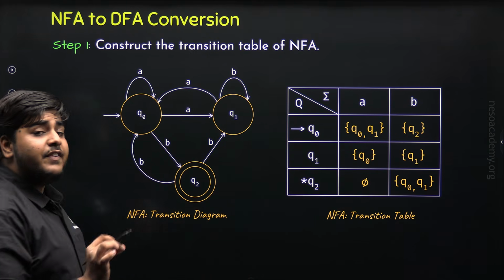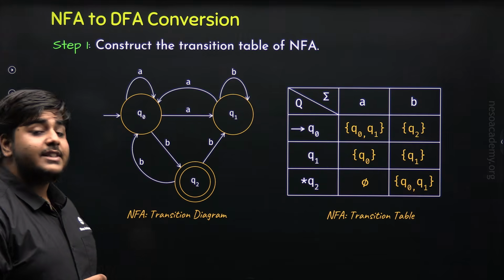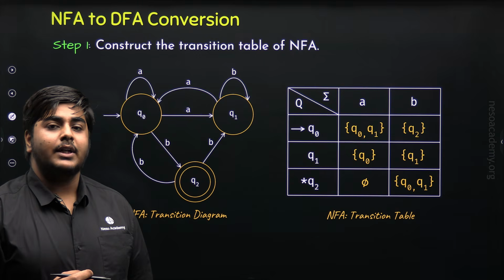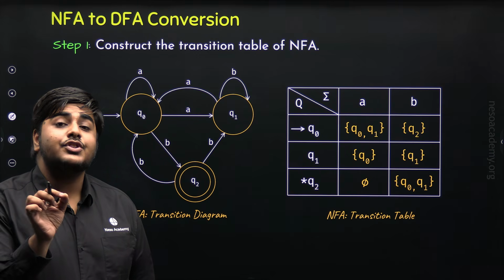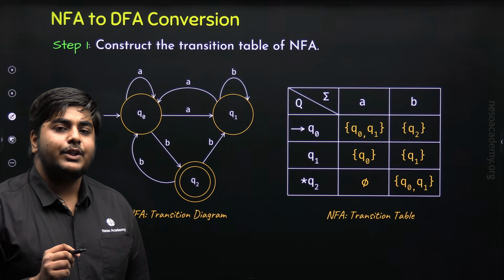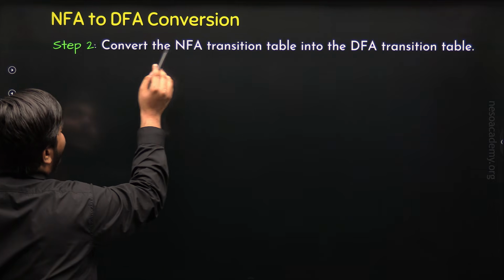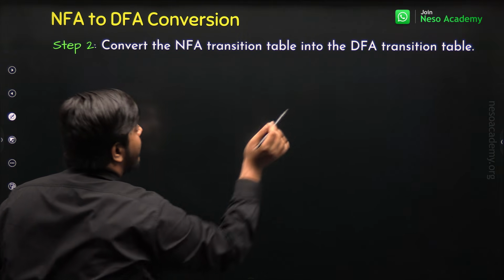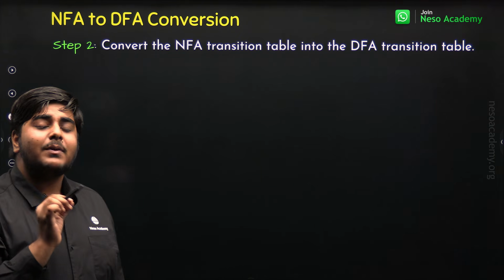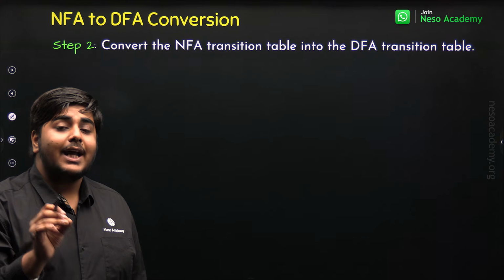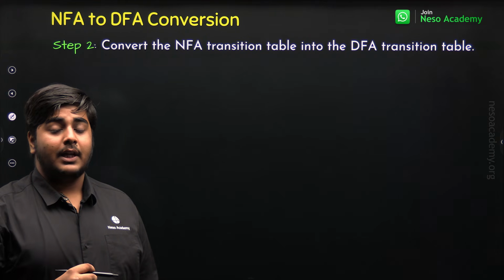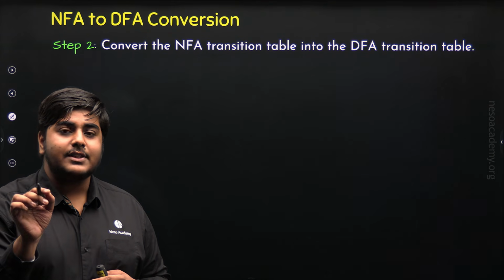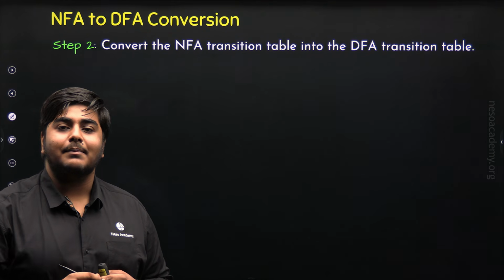So this is the NFA transition table for the given transition diagram of NFA. In this way, we have completed our step number 1. Now let's proceed towards the most important step, that is step number 2. Convert the NFA transition table into the DFA transition table. I have told you that step number 2 is the most important and the core step of this conversion. And this is not going to be a very straightforward step, so you need to concentrate very well to understand this step.